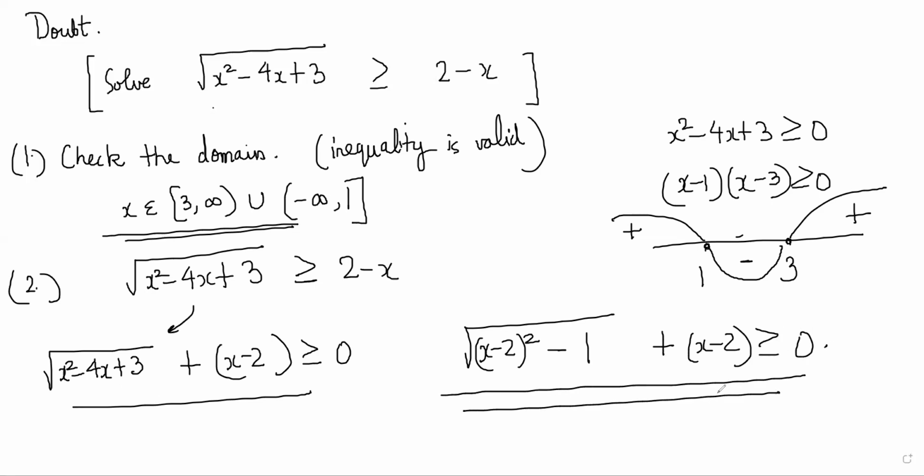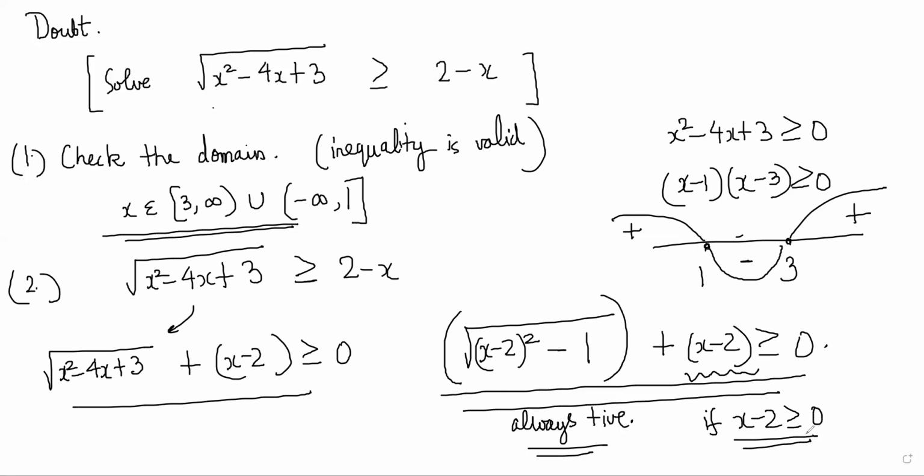Okay, great. Now, if you think about it carefully, you will realize that the first term here is always positive, because it is inside the square root. The square root of anything should always give a non-negative answer. So if the second term, x minus 2, is greater than or equal to 0, obviously the whole thing will be positive, because the first term is already always positive. So if x is greater than or equal to 2, it is obvious that the whole thing will be positive.